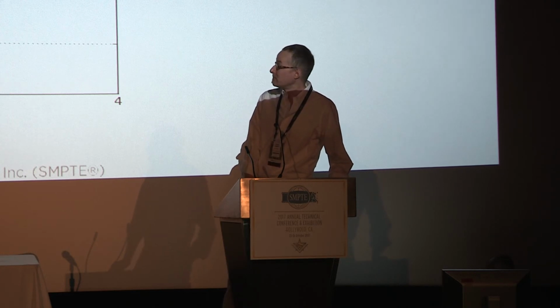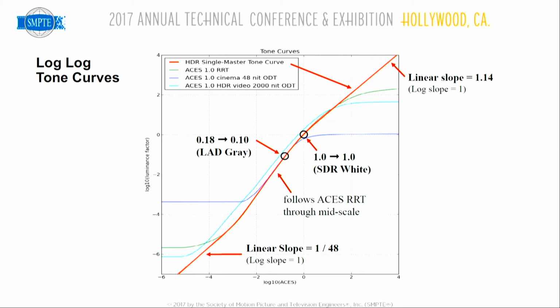The dark blue curve is the system tone scale for standard dynamic range cinema in the ACES system, and it has the characteristic S-shaped curve that you expect from not only ACES, but motion picture film and other successful imaging systems. You can see that we're plotting a very wide range of log exposure values or log ACES values on the x-axis. And so that's why you see that the standard dynamic range curve plateaus in the very dark and very bright areas.